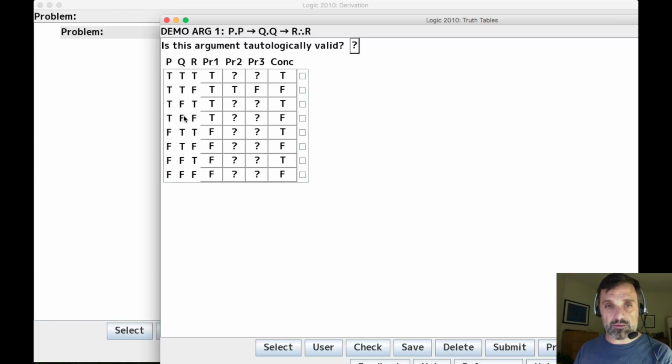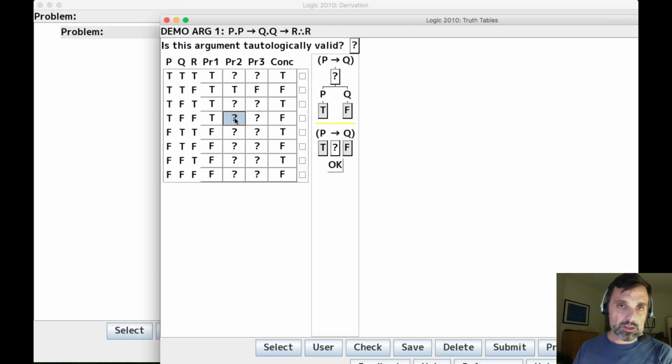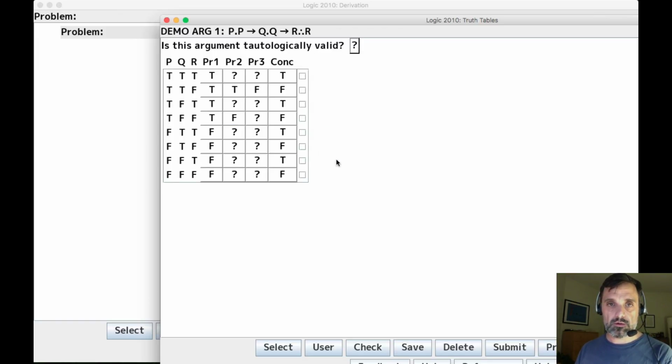Okay, let's look at this row. So we look at first premise 2. We say, true antecedent, false consequent. That is a false conditional. Is this a counterexample row? No, it's not. Why? Because there's a false premise.